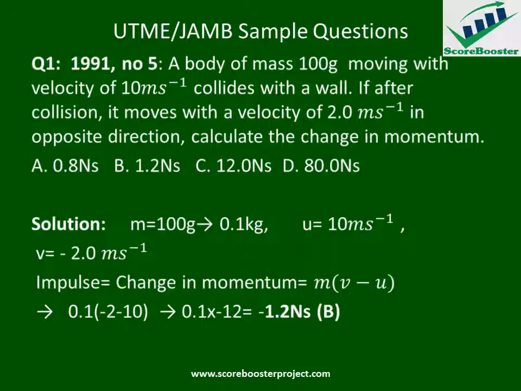So, having considered the given parameters, the next thing is to consider the necessary formula for the change in momentum, which is mass times change in velocity, that is m into v minus u. Our m in this case is 0.1 into v, which is minus 2, minus u, which is 10. So 0.1 times minus 2 minus 10 will give us minus 12. So we have 0.1 times minus 12, and that will give us minus 1.2 Newton seconds, making option B the correct answer for this particular question.